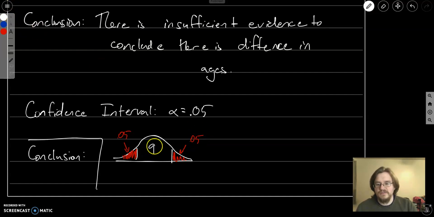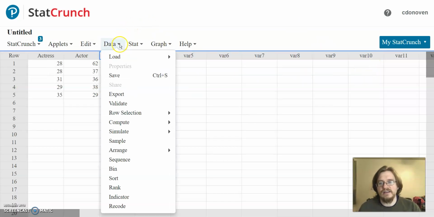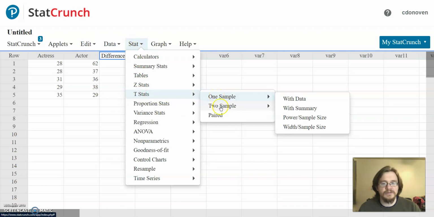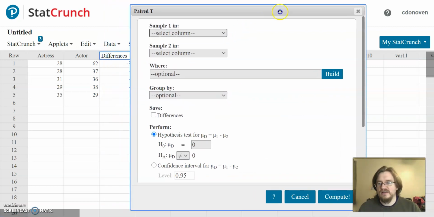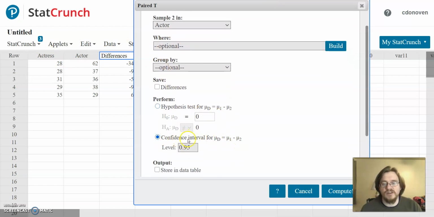So this is going to be 0.05, and this will be 0.05. So our confidence should be a 90% confidence interval, and we can find that just by going into StatCrunch. Again, we can go to stats, t-stats. We can either do one sample with the differences, or I will do the paired data. So we have the actresses and we have the actors. We are going to create a confidence interval, and it is going to be a 90% confidence interval, with the 0.05 significance level on the left and on the right.